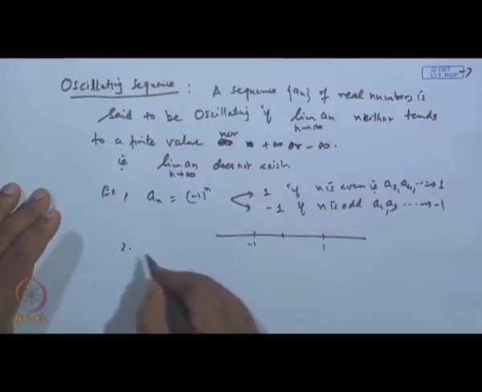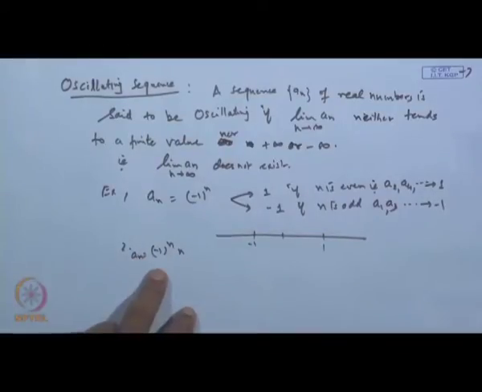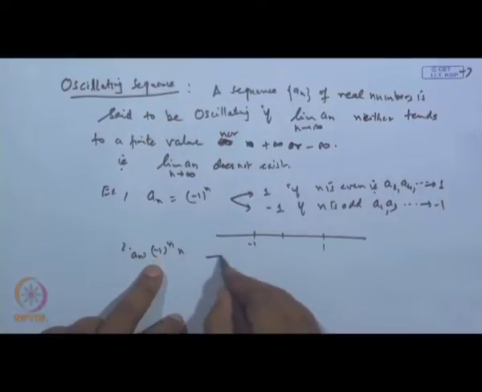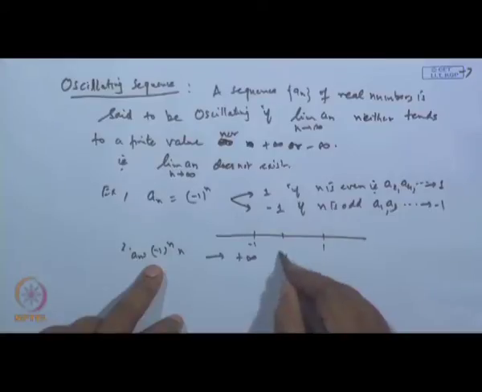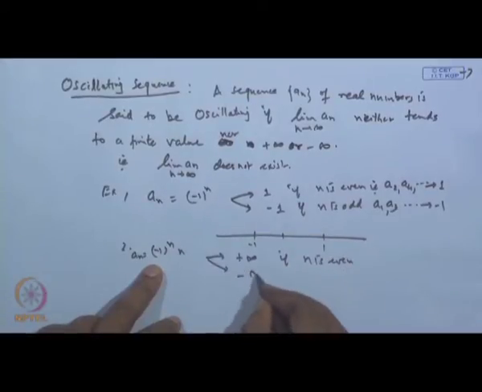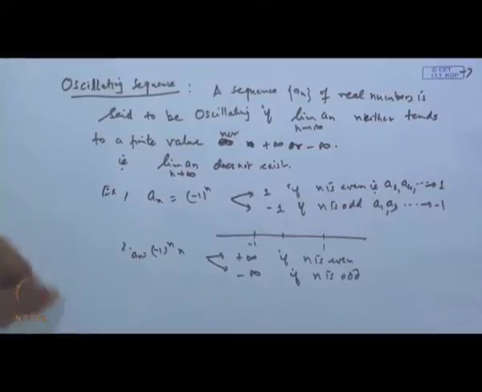Similarly, if we take the sequence minus 1 to the power n times n, then when n is sufficiently large, it goes to plus infinity if n is even, and goes to minus infinity if n is odd. So it does not have a limit.